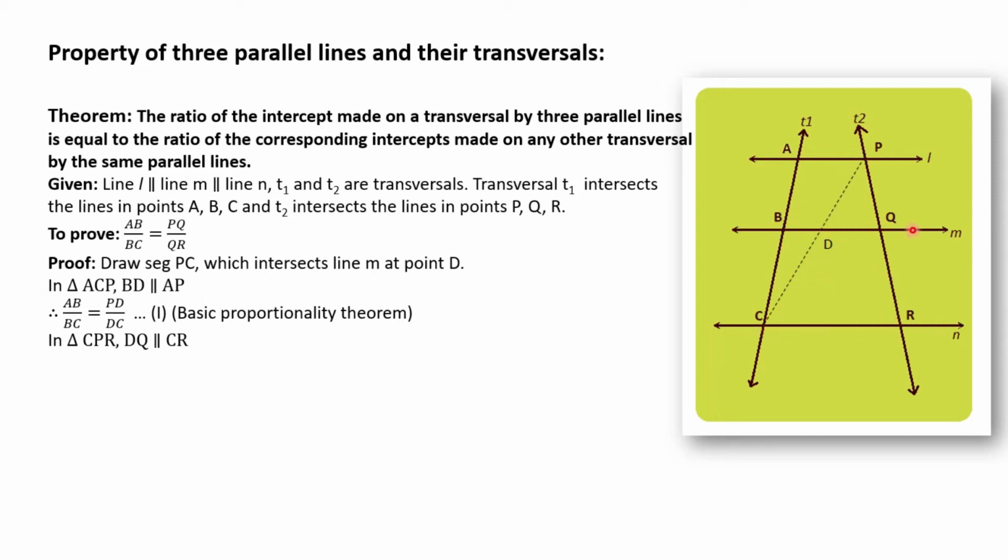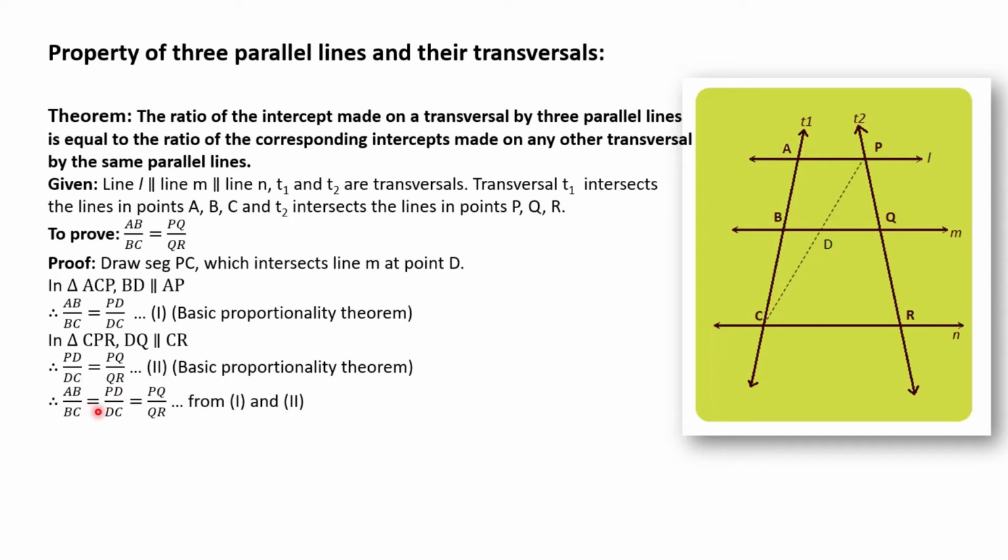In this triangle also DQ is parallel to CR, and again we are going to apply BPT for this triangle. So finally we are left with PD upon DC. PD upon DC is equal to PQ upon QR. All these things we have already learned in yesterday's lecture. Okay, I am giving the second equation for this step, second number. So from 1 and 2, what do we get? See this, AB upon BC is equal to PD upon DC from 1, and PD upon DC is equal to PQ upon QR.